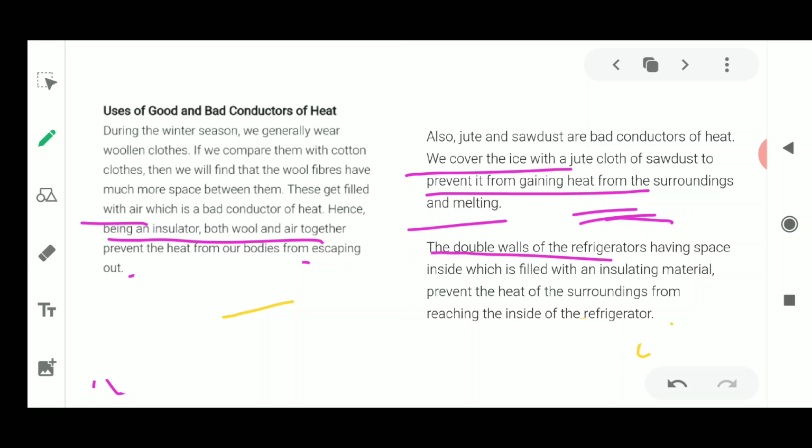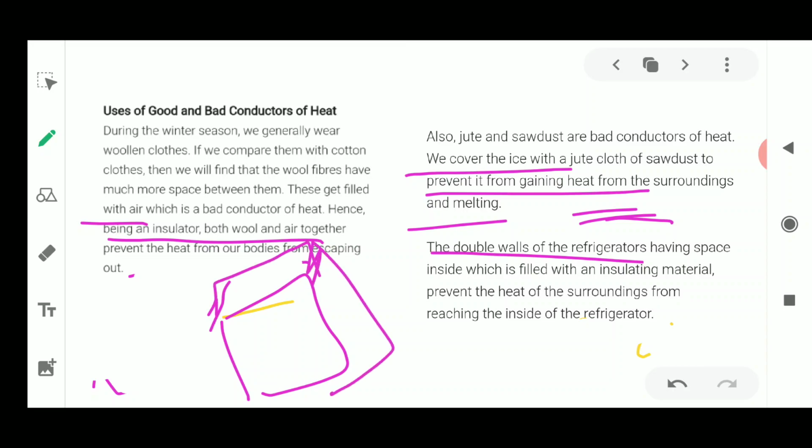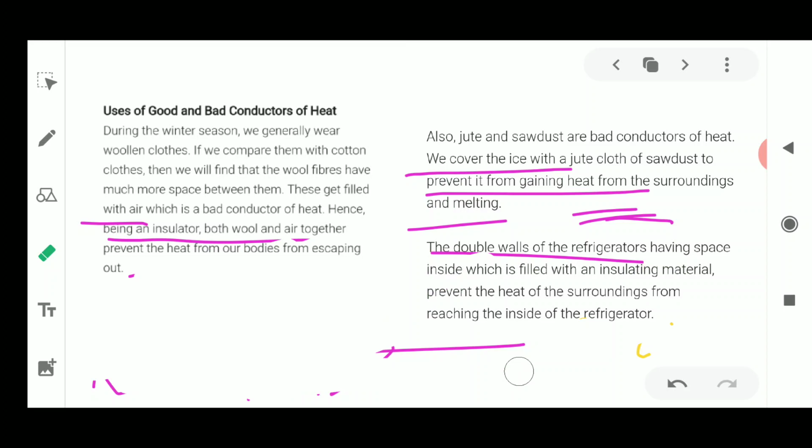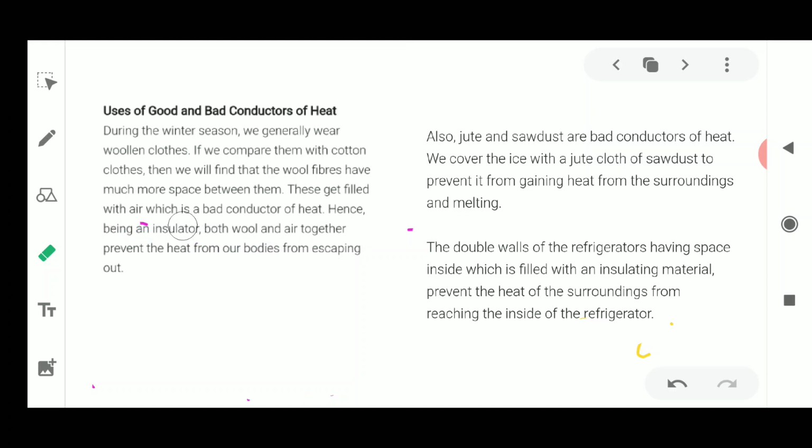Next, the double walls of a refrigerator also have space inside them. It is very common that if you see your refrigerator, it has some space in its door. The space in the door is filled with insulating material. And why is it filled with insulating material? Because the heat from the surroundings should not enter inside your refrigerator. That is why your refrigerator becomes cool. Some more devices are also placed inside the refrigerator because of which it is going to be cool. But the door also does not allow the heat to enter, because the doors also have an insulator inside them.